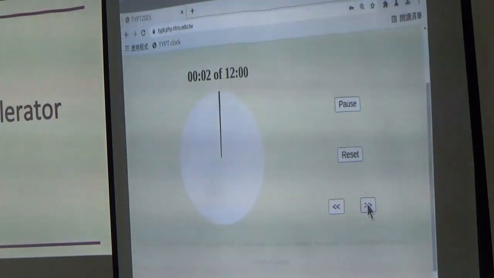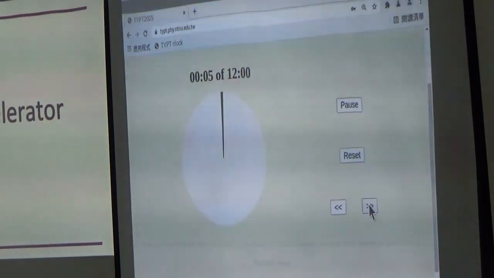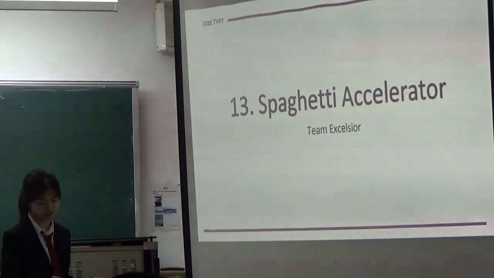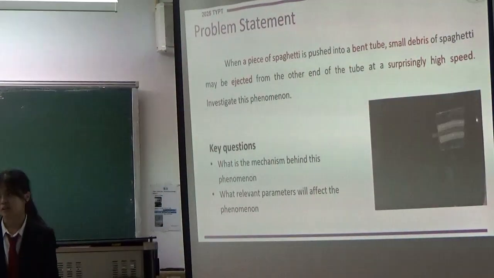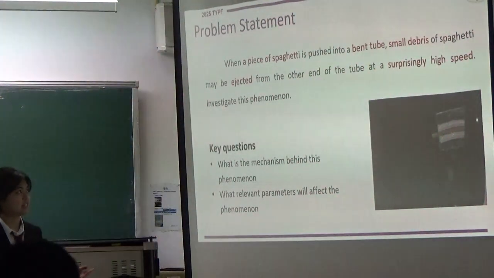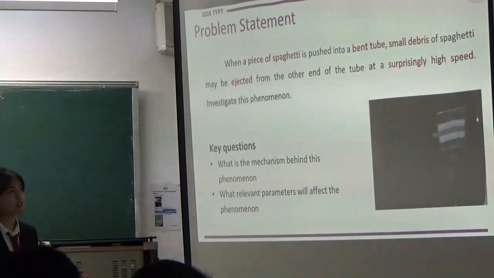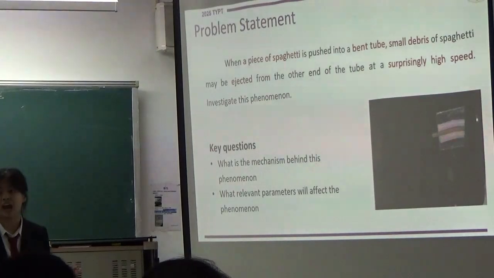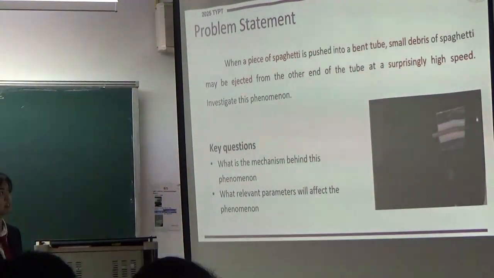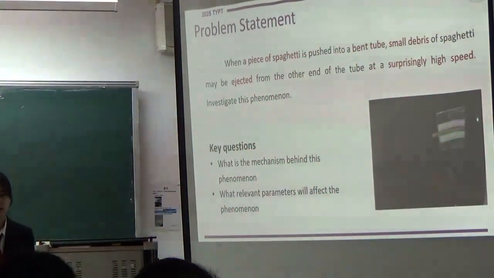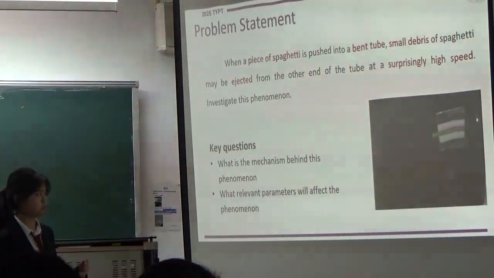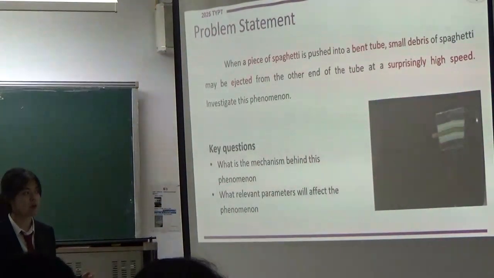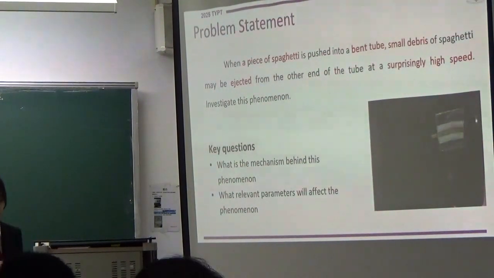Fellow competitors, I'm the reporter from Team Excelsior. Today I'm going to report problem number 13, spaghetti accelerator. Here's the problem statement. It reads, when a piece of spaghetti is pushed into a bent tube, small debris of spaghetti may be ejected from the other end of the tube at a surprisingly high speed. So we will investigate this phenomenon. The main focus for today will be what is the mechanism behind this phenomenon and what relevant parameters will affect the phenomenon.